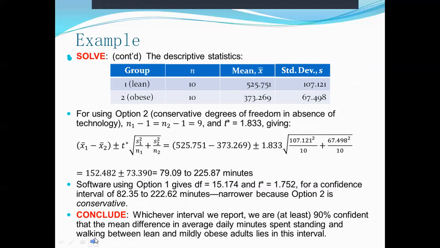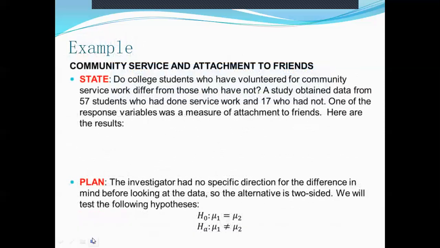Conclude: whichever interval we report, we are at least 90% confident that the mean difference in average daily minutes spent standing and walking between lean and mildly obese adults lies in this interval. So if we did method 1, we report method 1's interval. If we did method 2, we report method 2's interval.